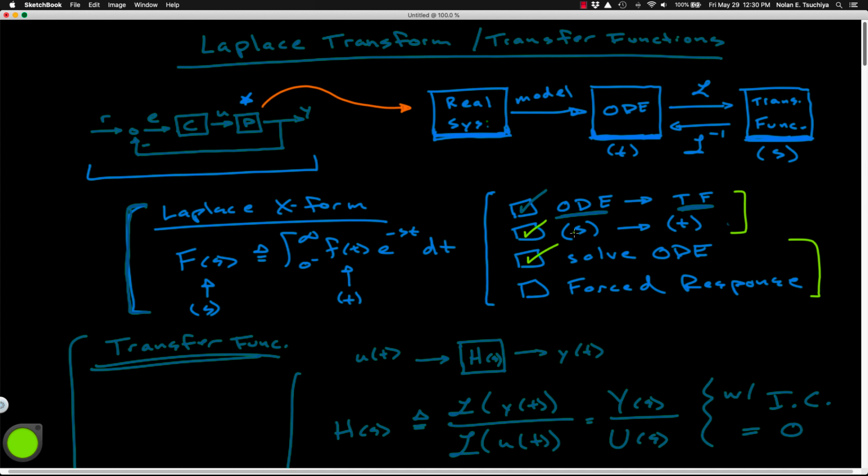Okay, so let's get to the last little checkbox here, which is the forced response, and then we will wrap things up with the Laplace transform review here. Okay, I do want to emphasize that the forced response is very important when it comes to dynamic system analysis because, again, it essentially allows you to analytically simulate the response of a system without actually having to apply it to the real life system.